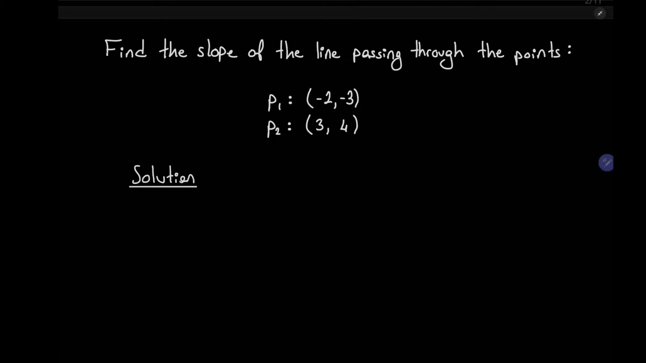Okay, this time let's solve some line equation problems. The first problem is find the slope of the line passing through the points P1 and P2.